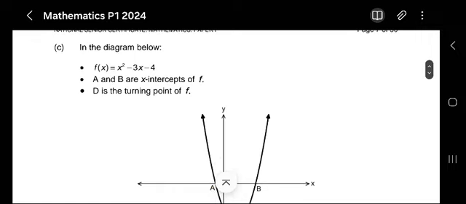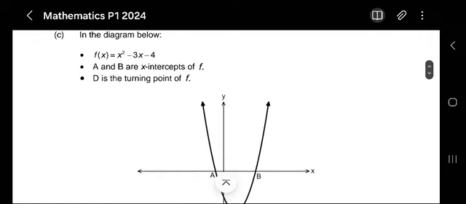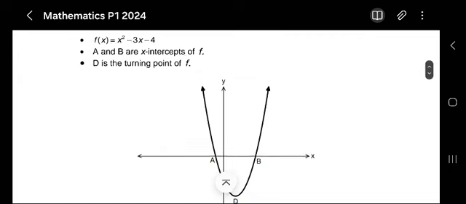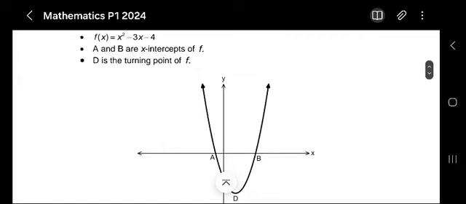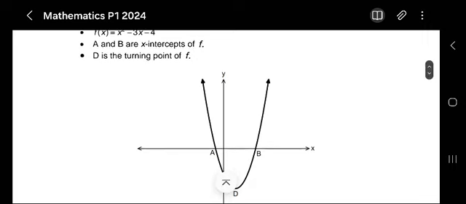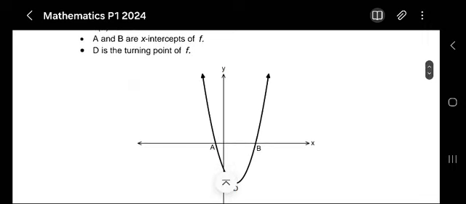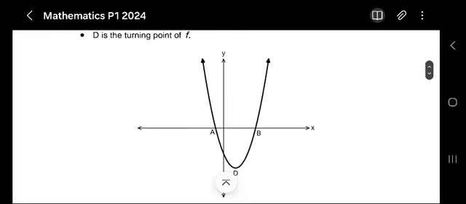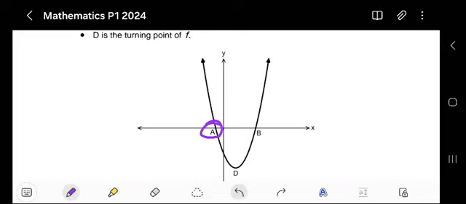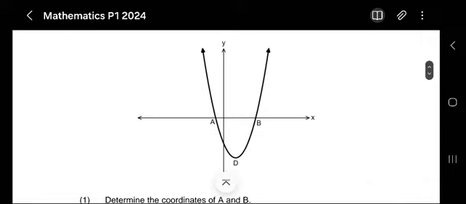So see, we are given in the diagram below, f prime of x is equal to x squared minus 3x minus 4, right? Which is okay, it's a parabola. A and B are x-intercepts of f, and then they say D is a turning point of this graph. So far this is what we know.